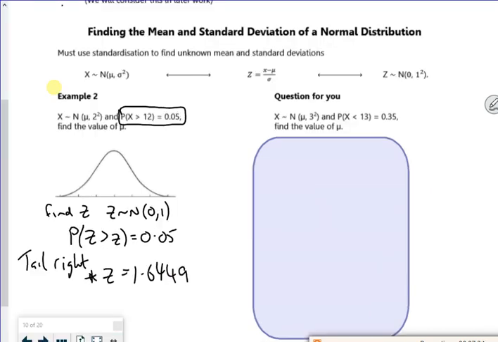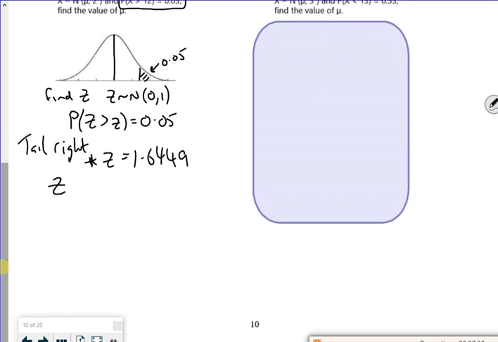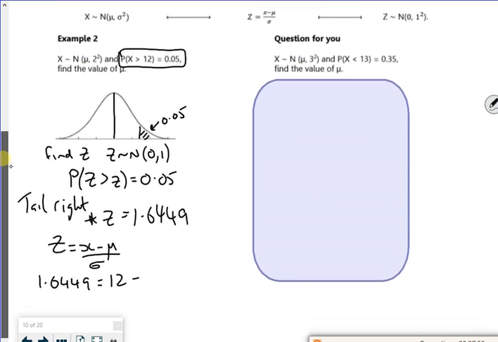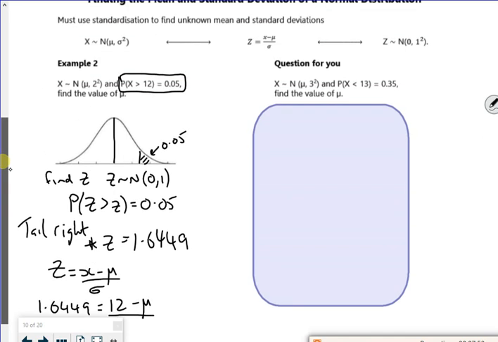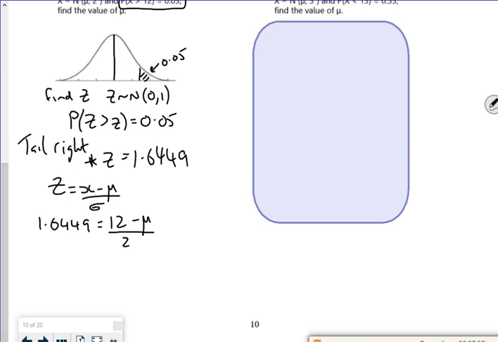So I found my z value that represents this top 5% here. Now I'm going to use the formula that I wrote down before. My z value is 1.6449. My x value was 12. My mu value is unknown, and my sigma value is 2. So I can rearrange it: two lots of 1.6449 is 12 minus mu, so mu is 12 minus two lots of 1.6449.